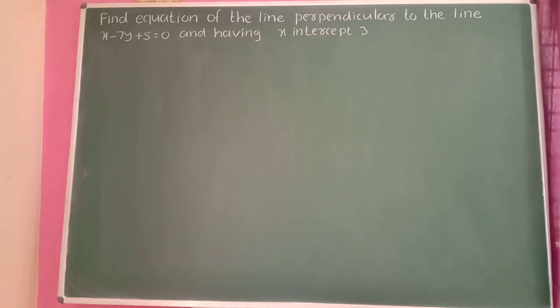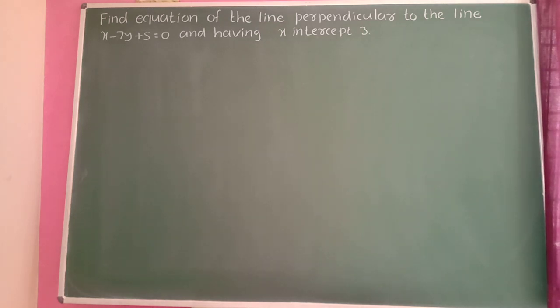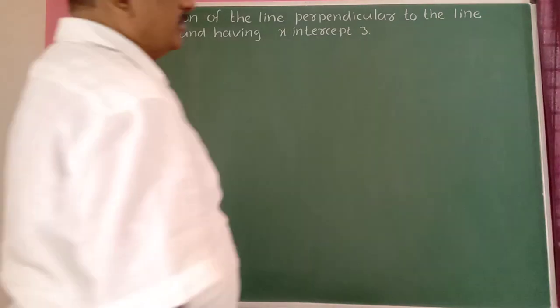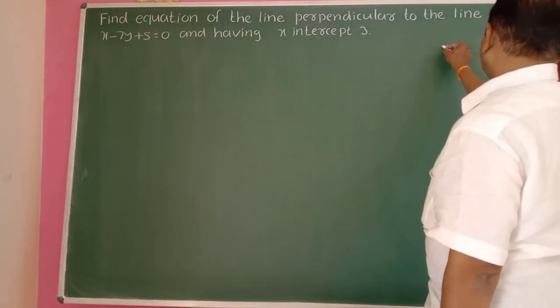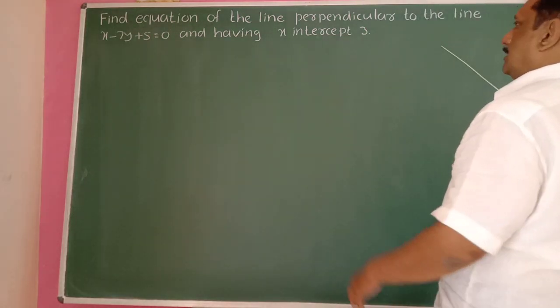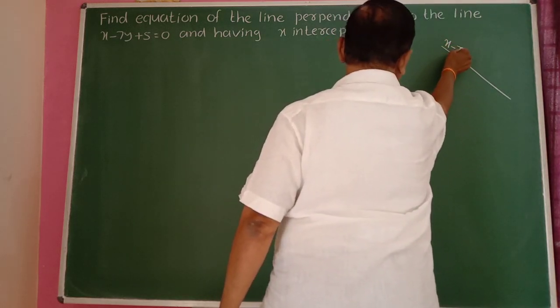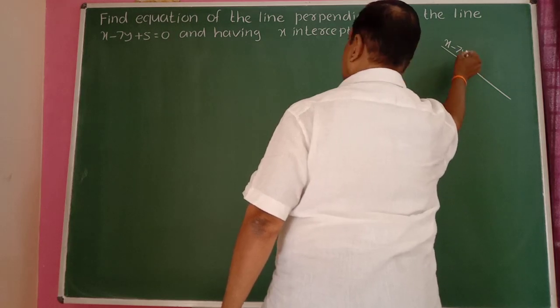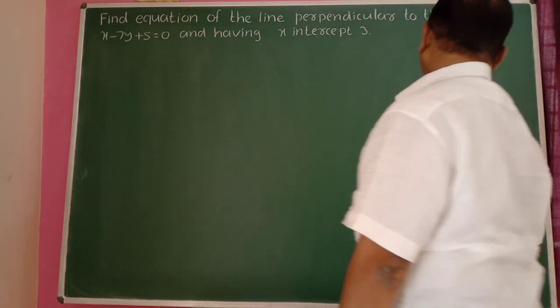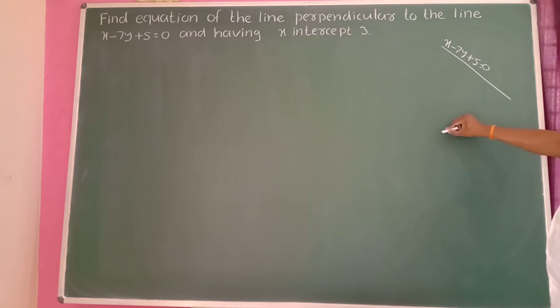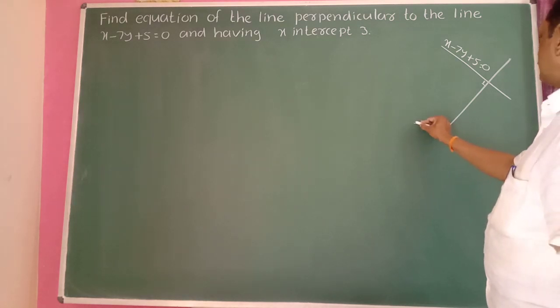So find the equation of the line perpendicular to the line x minus 7y plus 5 is equal to 0 and having x intercept 3. Suppose this is a line here. They have already given its equation: x minus 7y plus 5 is equal to 0. Then we have to find the line perpendicular to the given line, and it has an x intercept of 3 units.